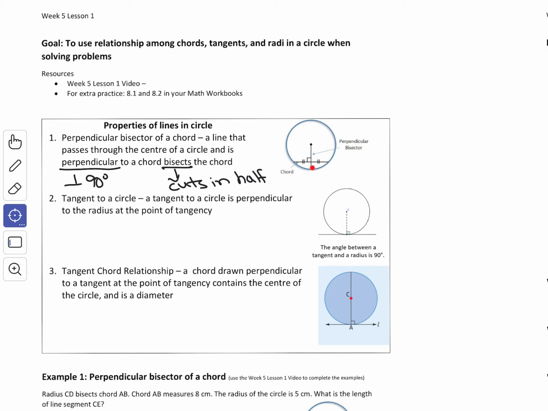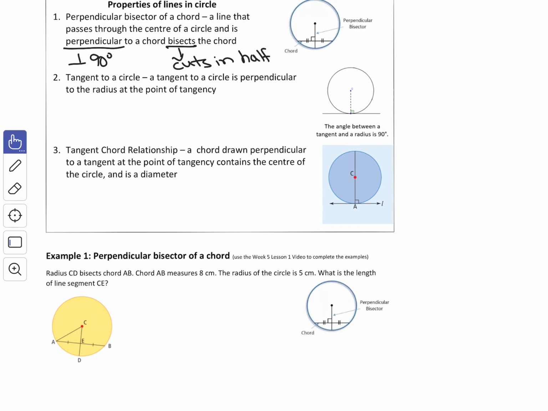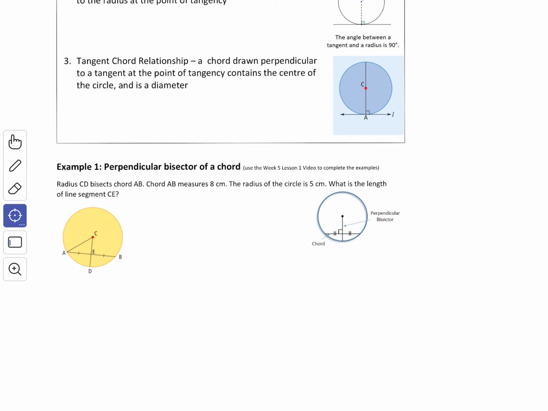So this is basically saying that if you have a chord and you have a line that's extending from the center of the circle, it's going to form a 90 degrees angle, and it's also going to cut the chord in half. And each half is going to be equal. So this side, if this is 5 centimeters, this is also going to be 5 centimeters. If this is 1 meter, this is also 1 meter. Again, a line that passes through the center of the circle and is perpendicular to the chord, forming a 90 degrees angle, bisects the chord, cuts the chord in half.